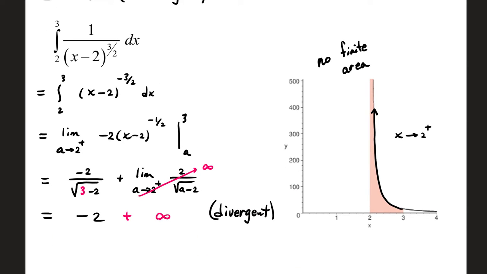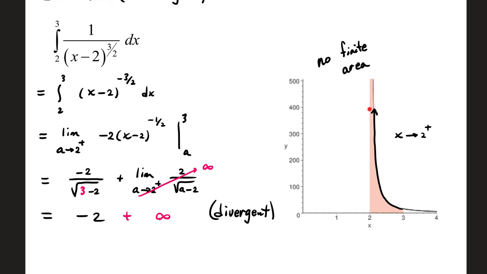In the second example, we have the integral from 2 to 3 of 1 over x minus 2 quantity to the 3/2 power. Like the last example, I'm going to bring this up to the numerator. That's going to make it x minus 2, and we negate the exponent. This is not defined at 2 because 2 minus 2 is 0. Square root of 0 is 0, cubed, still 0, but we're not allowed to have 0 in the denominator.